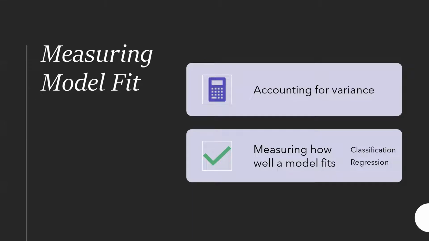It's important to measure model fit. So we need to account for variance. We might have really good prediction with our model, but there might be outstanding factors that we didn't consider that are going to improve understanding what's going on within the system that we're modeling.